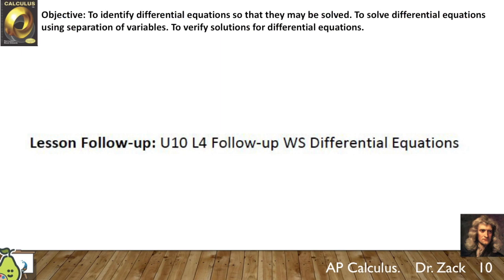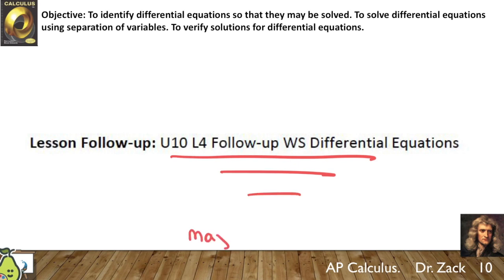For today's lesson follow-up, make certain that you practice solving differential equations. This is a major part of your AP exam. So get some practice and make certain you're comfortable with it.